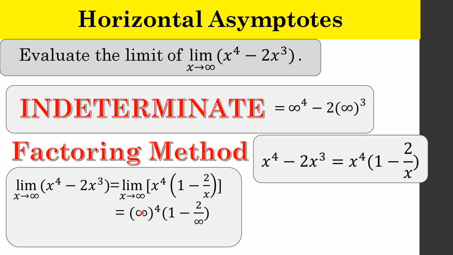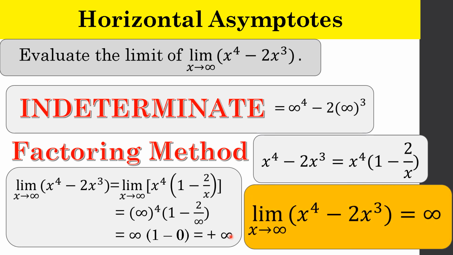Ito naman, infinity to the fourth power is even, then the answer is positive infinity. Simplify lang natin. Magiging positive infinity na siya. Copy the 1, this becomes 0. So 1 minus 0 is 1, times infinity is also infinity. Thus, the limit of the function as x approaches infinity is equal to positive infinity.